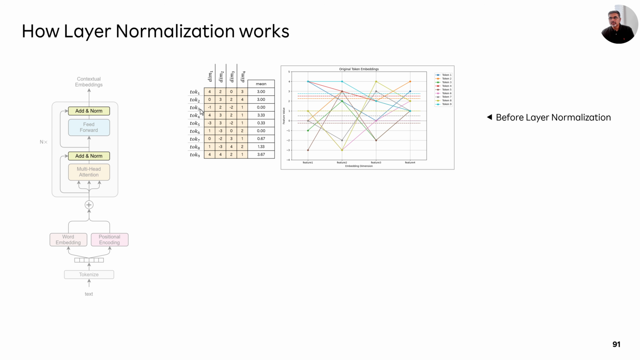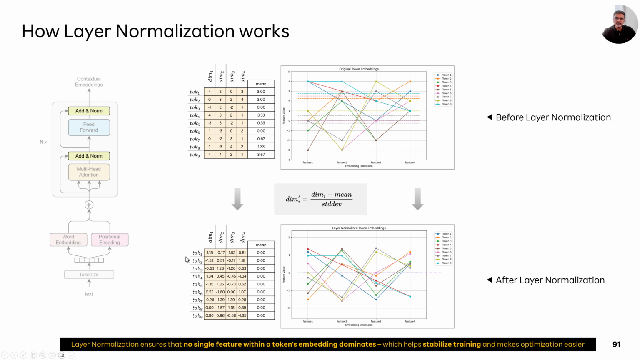For the next token, which I'm showing in orange, the first value is 0, so it starts at 0 for feature 1. For feature 2, it's 3, so it goes up here. For feature 3, it's 2, it comes down here. And feature 4 goes to 4. Its average is the dotted line here. The averages are not overlapping, so everybody is not normalized. That's one way of looking at it. What normalization does is normalize the values so that the mean of all the features for a token comes down to 0 and its variance comes down to 1.